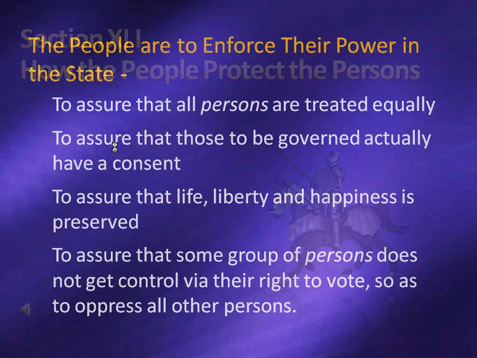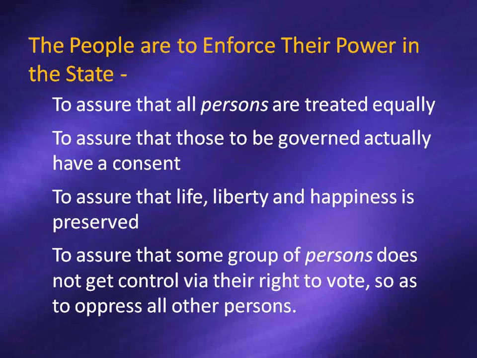The people are to enforce their powers in the state, to assure that all persons are treated equally, to assure that those to be governed actually have a consent, to assure that life, liberty, and happiness is preserved, and to assure that some group of persons does not get control via their right to vote so as to oppress all other persons. Unfortunately, because the people have been asleep, and I think they've been asleep partly because they don't know who they are, because they've been educated not to know who they are and not to understand their power and their authority and their duties as well.